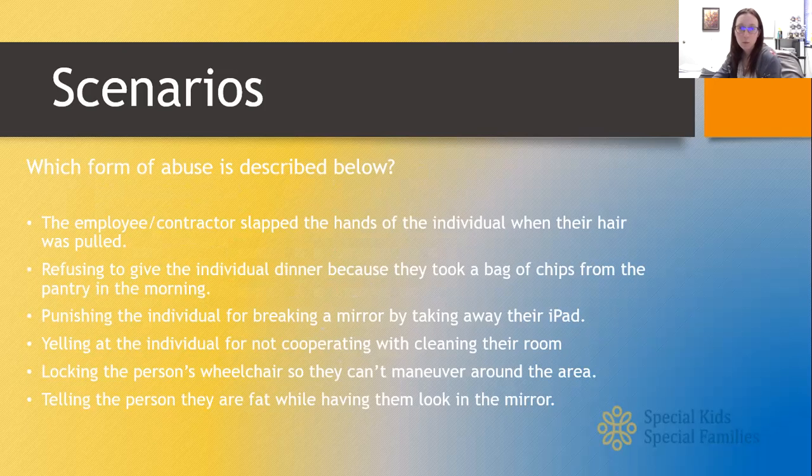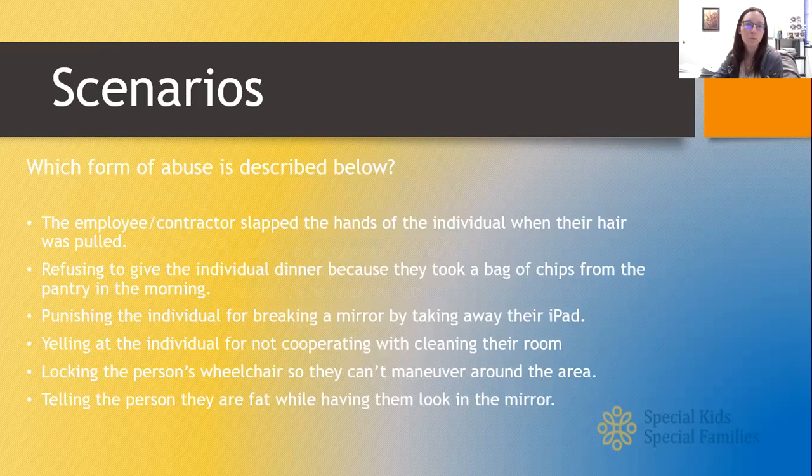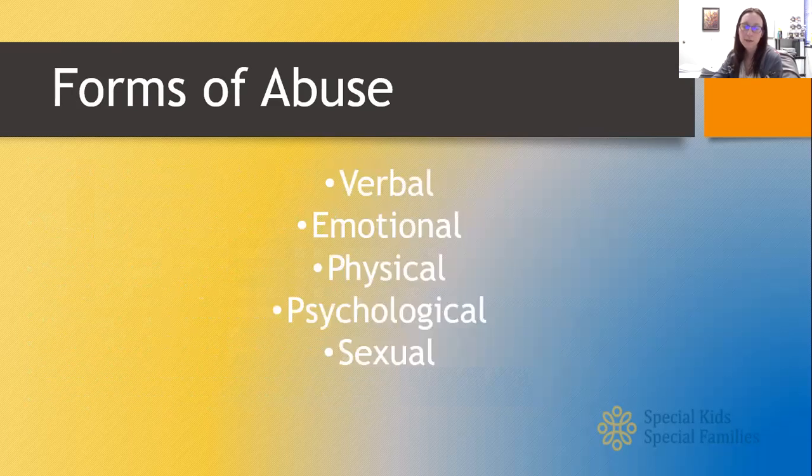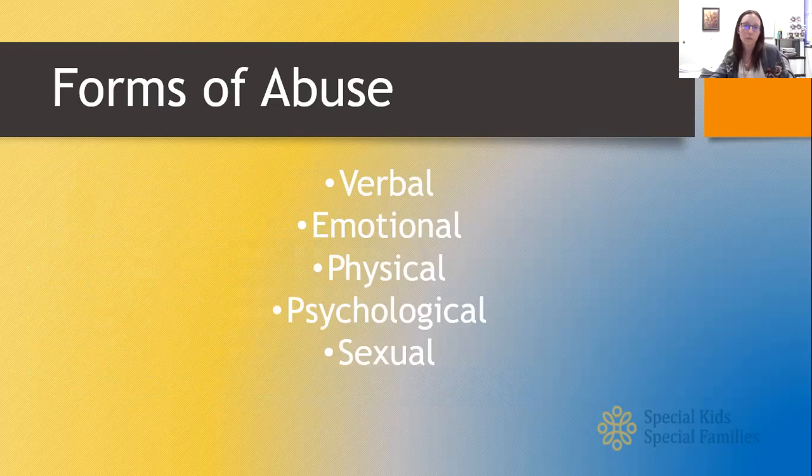Blocking the person's wheelchair so they can't maneuver around the area. Now remember, doing this is considered a restraint, and it is our responsibility to make sure that we are not using unnecessary restraint. So this could be considered physical, psychological, verbal, emotional, depending on the situation. It's kind of a vague scenario, but if you're just locking the person's wheelchair, that is going to take a toll on them, probably more so emotionally and psychologically than anything. Telling the person that they are fat while having them look in the mirror. That's going to be your verbal, emotional, and psychological abuse.